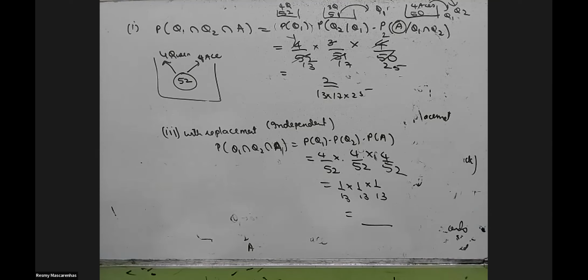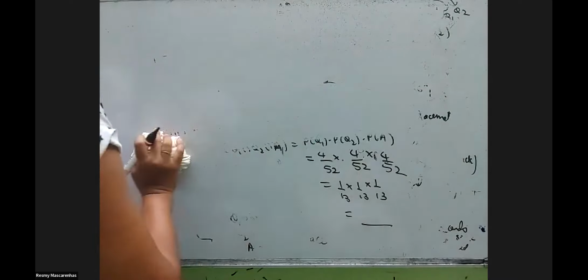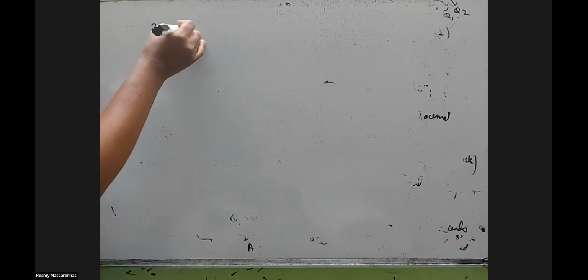Okay, so this was about problems based on multiplication theorem. Next is the theorem of total probability. Before starting with the theorem of total probability, I will first teach you what is called a partition of space.